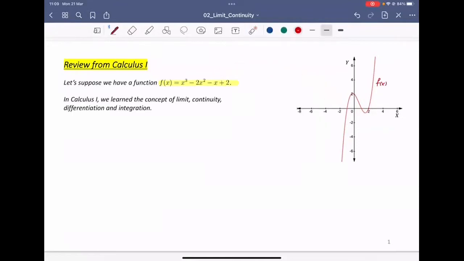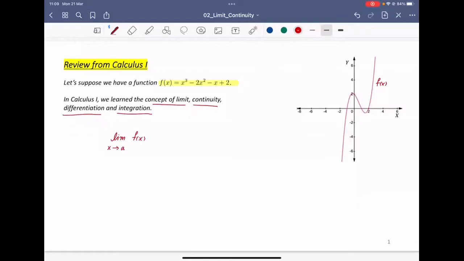What you learn in Calculus 1 is the concept of limit, continuity, differentiation, and integration. This is what you learn from Cal 1. So in Calculus 1, you learn four main concepts. First, you learn how to compute the limit of f(x) where x goes to a.